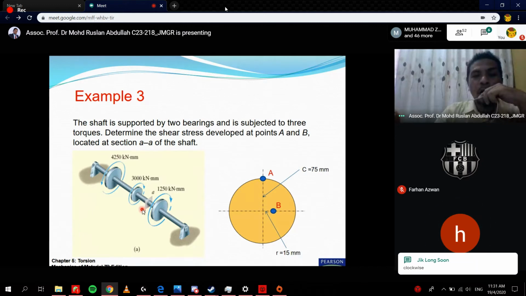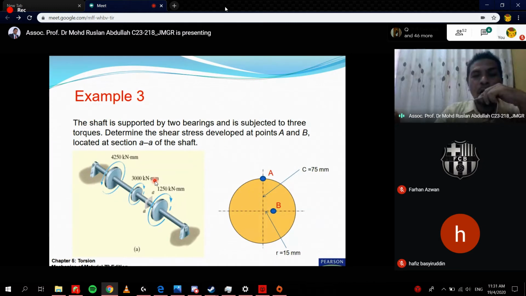Clockwise, so using your right hand rule, the direction is opposite compared to your hand. That's why the torque is negative. The same thing applies if you choose this section: you can get the torque equal to 1250 and negative. If you refer to the other section, you get the same answer, 1250 and negative.